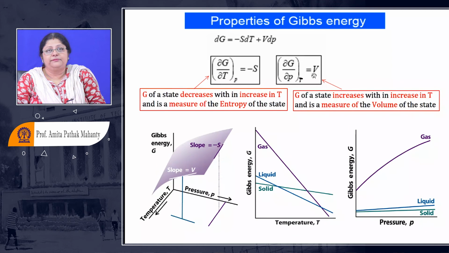So what you see here is a positive value, which means an increase in pressure will increase the G. It is a measure of the volume of the system, and since gases will have the highest volume, their graph will be much steeper compared to that of the solid and liquid. So this is how the graph is going to look for Gibbs energy change with respect to pressure.